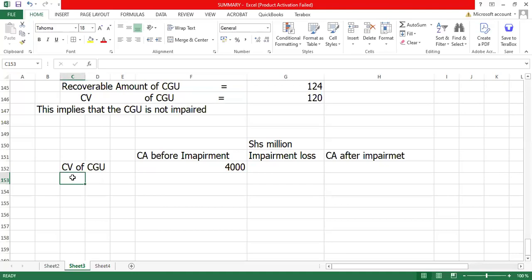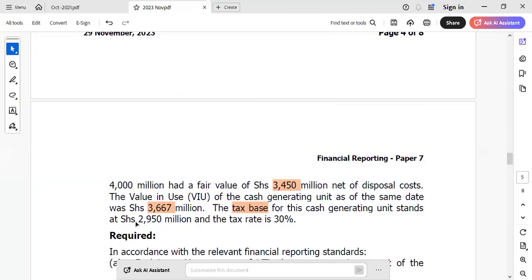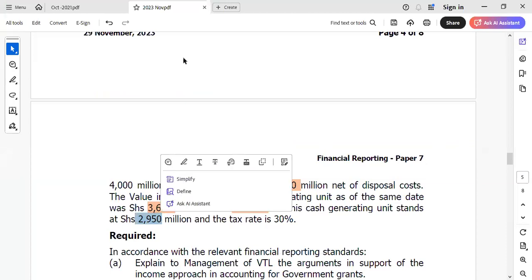Then you have the tax base. You have the tax base. The tax base was given as, let me see, this one.